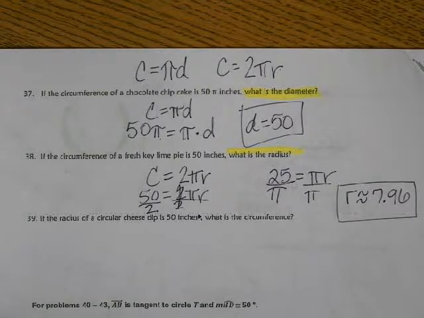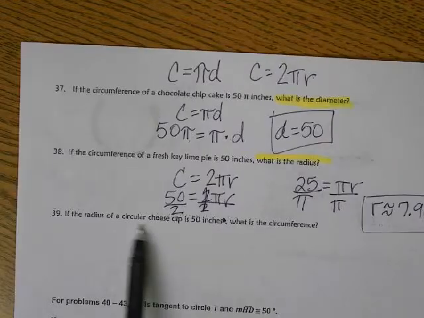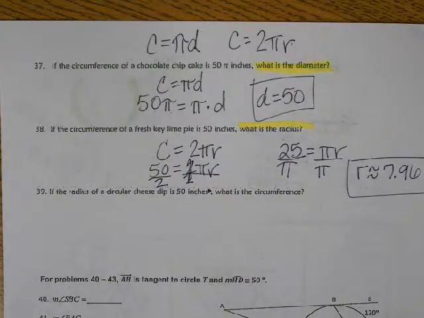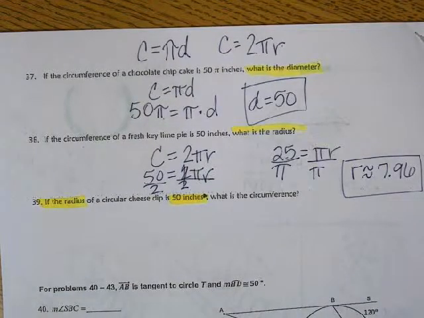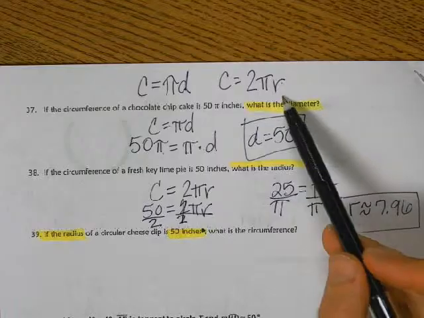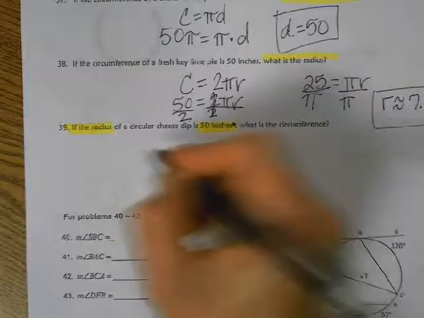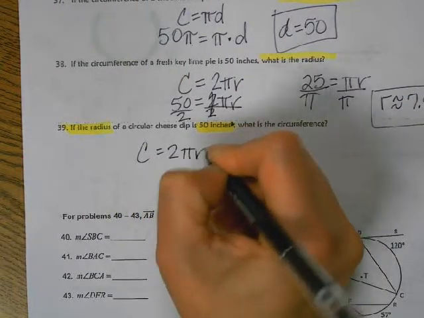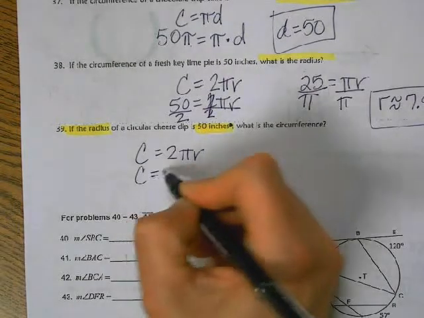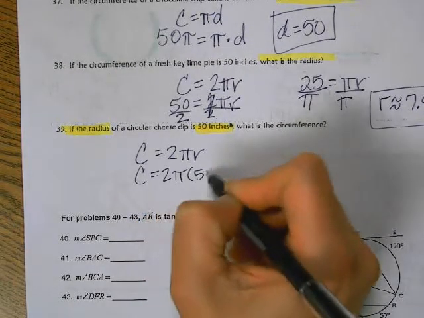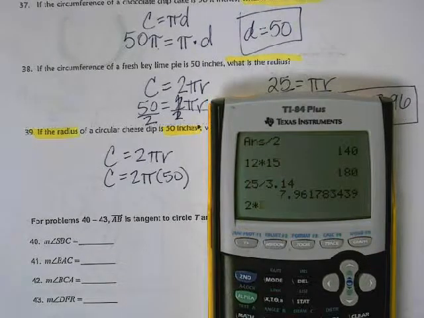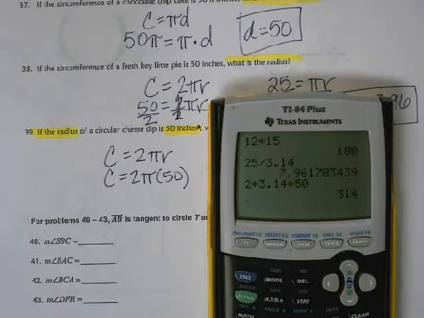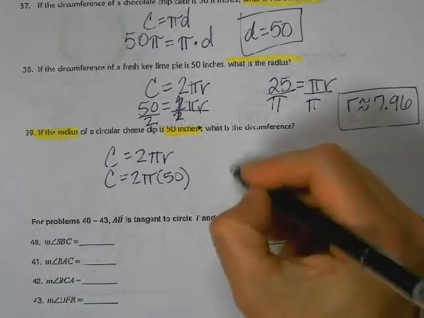Next up, number 39 says, if the radius of the circular cheese dip is 50 inches. So we're talking about radius is 50. They want us to find the circumference. So I'm going to use 2 pi r. Plug in what I know. And this one should be pretty simple. You just type it on your calculator. 2 times 3.14 times 50. And that's 314.